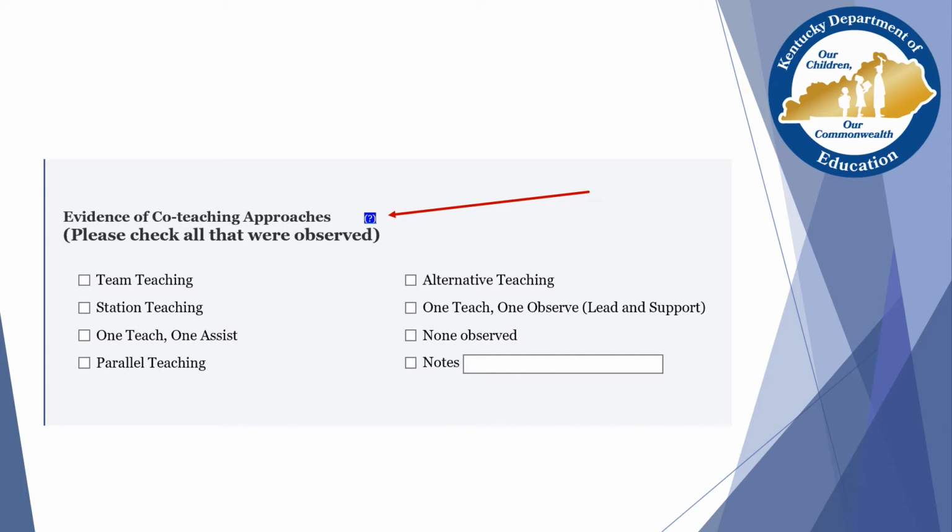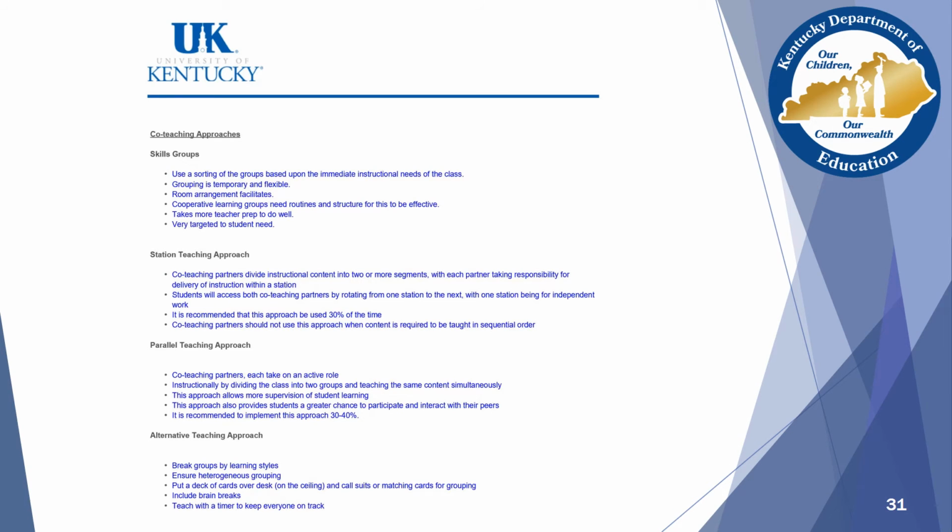Once again, you're encouraged to review the handbook and the reference guide for specific information regarding the co-teaching approaches. However, you can also access the information about an indicator by clicking on the blue question mark. Information on the co-teaching approaches will appear and allow you an opportunity to review. Once finished, close the window of the help box and continue.